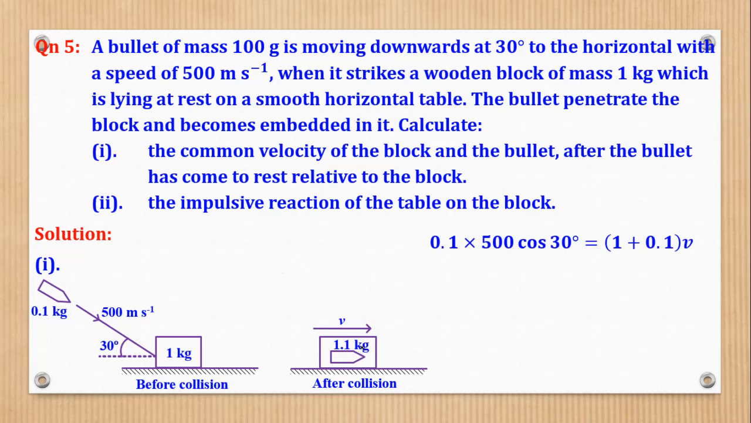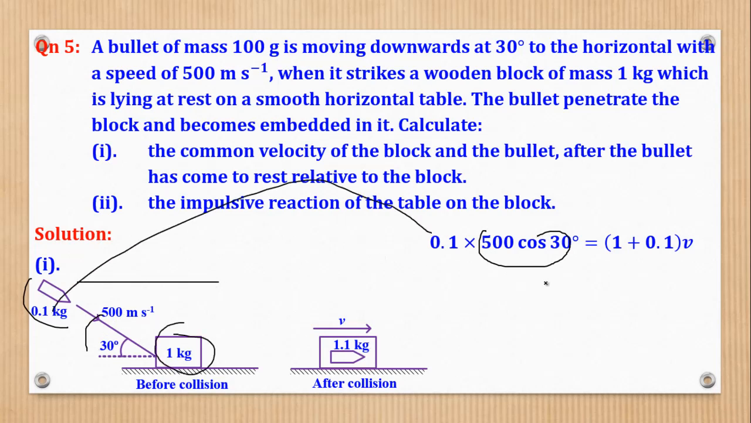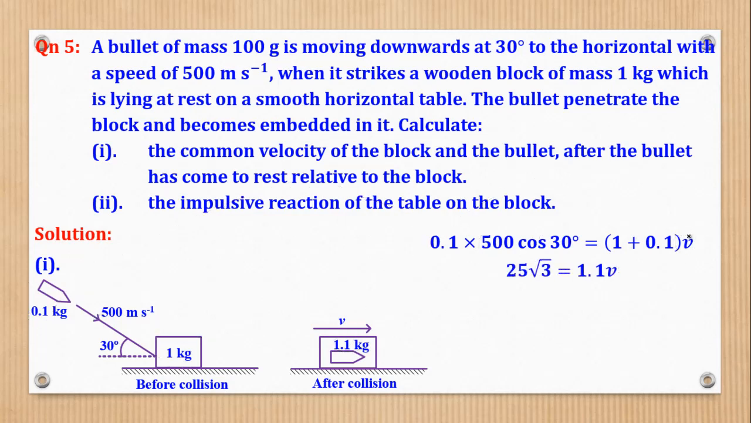So by conservation of linear momentum, this one has been moving in a straight line, so we are going to resolve this to the horizontal. That's why you see 500 cos 30, and this will be the mass. For this one, it is initially stationary, so it is zero momentum. After collision, it's combined, m1 plus m2 times the common velocity, and after that I can get the value of v. After getting v, that's what they wanted.